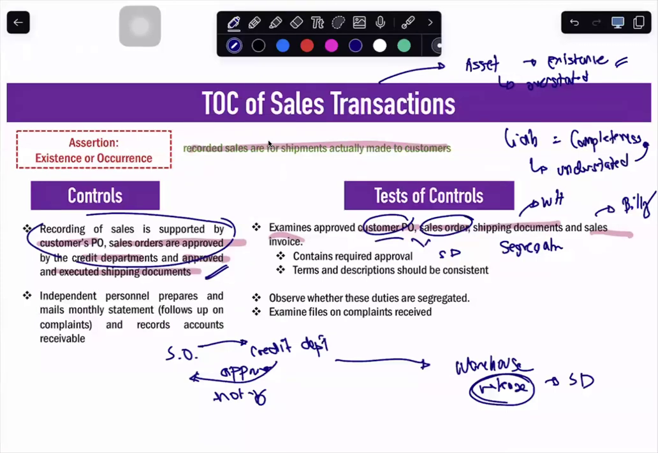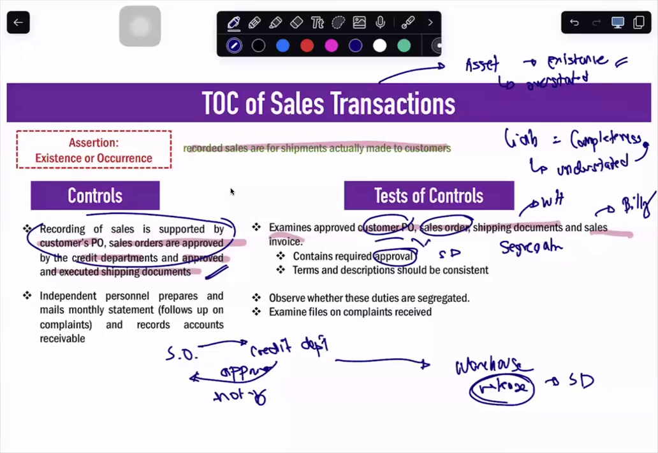And for each particular document, we see if it is approved by the proper department. So let's say for the sales order, whether it is approved by the credit department. For the shipping document, whether it is approved by, of course, your shipping department or your warehouse. And your sales invoice, whether it is initiated and approved by your billing department.